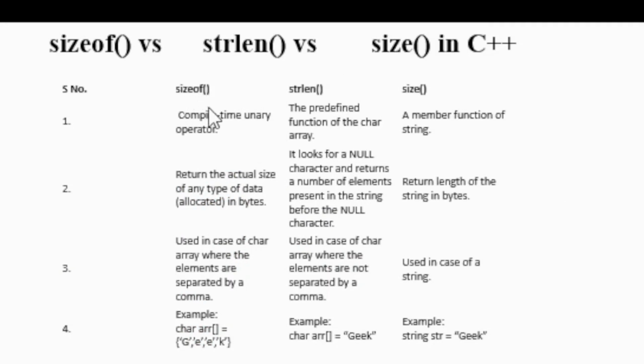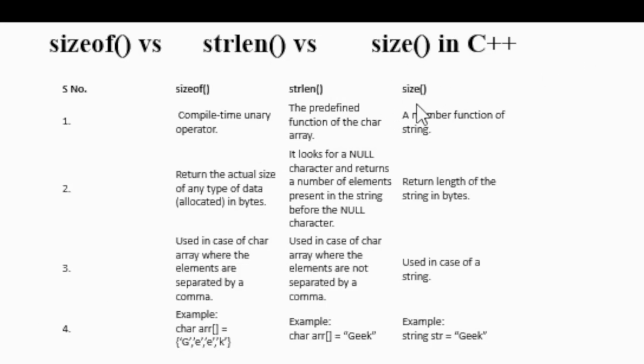The sizeof operator is a compile-time unary operator, and strlen is a predefined function for character arrays. So strlen is a predefined function, and sizeof is the unary operator. And size is a method function of a string class. So if you are going to use a C string to compute the length, you will use the strlen function, and if you want to use the string class or C++ string, then you have to use size for computing the length.